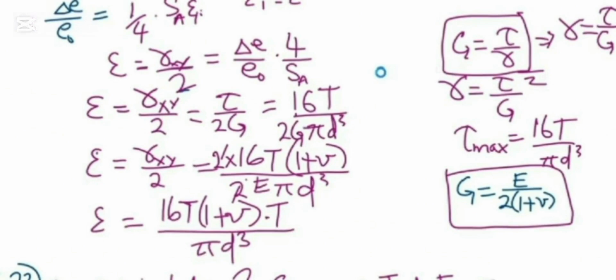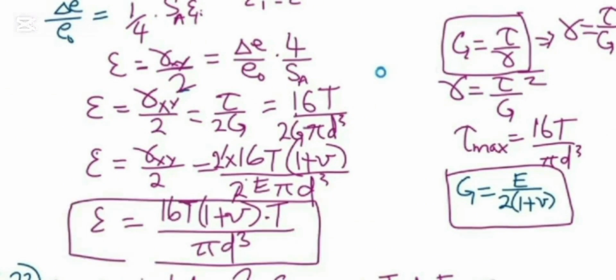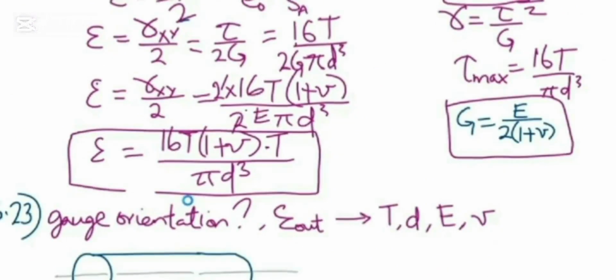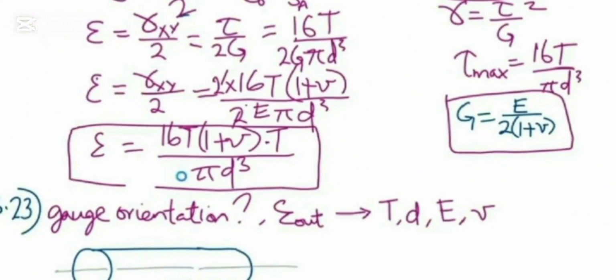So this is our final equation. Remember, this is the maximum strain value, but the strain value actually doesn't give us a normal strain. It gives us a shear strain. So this is the actual equation.